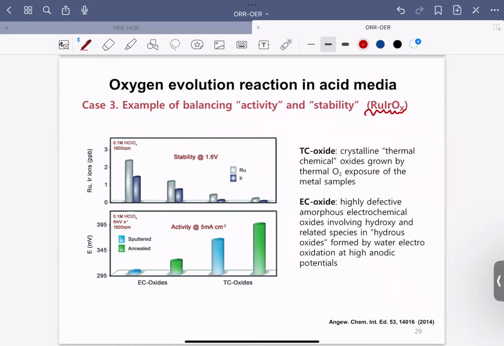To make a long story short, the researchers discuss two different methodologies to prepare the bimetallic oxide. One is TC, meaning the thermal chemical oxide. It is so simple: after the deposition of ruthenium and iridium by sputtering, they anneal at high temperature. So this is the high temperature annealed sample. And EC oxide means that after depositing ruthenium and iridium, people make hydroxide and oxide by potential cycling. So this is the electrochemically driven oxide.